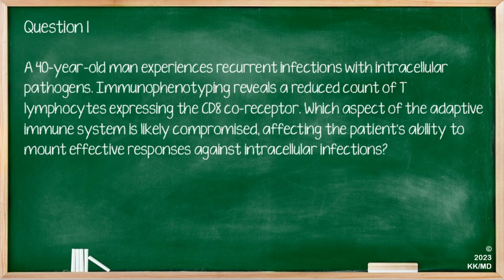So let's now discuss this in a question. A 40-year-old man experiences recurrent infections with intracellular pathogens. Immunophenotyping reveals a reduced count of T lymphocytes expressing the CD8 co-receptor. Which aspect of the adaptive immune system is likely compromised, affecting the patient's ability to mount effective responses against intracellular infections? I'll just leave that up for a little bit longer. It's quite a lengthy question.